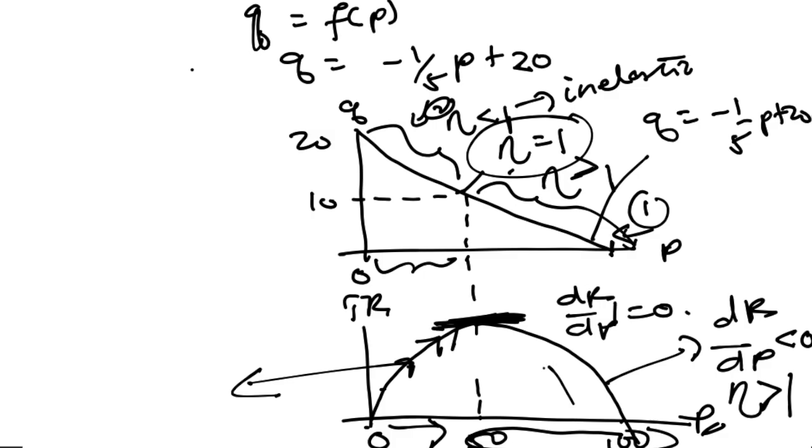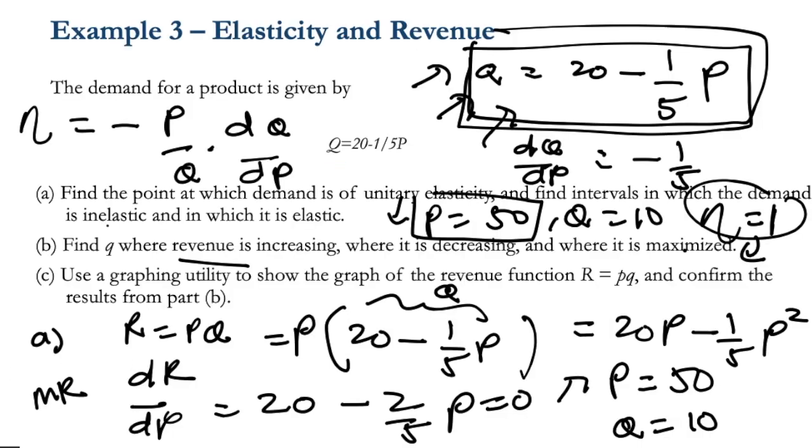Okay. After 50, total revenue declines. That means dR over dP is less than 0. That means the slope declines. The slope is negative, which is shown by this. Alright. So based on this, I can answer question B. Find Q where revenue is increasing, where it is decreasing, where it is maximized. It is maximized when quantity is equivalent to 10.